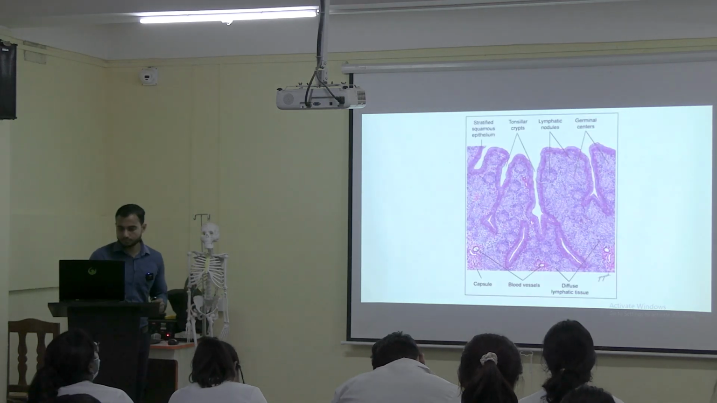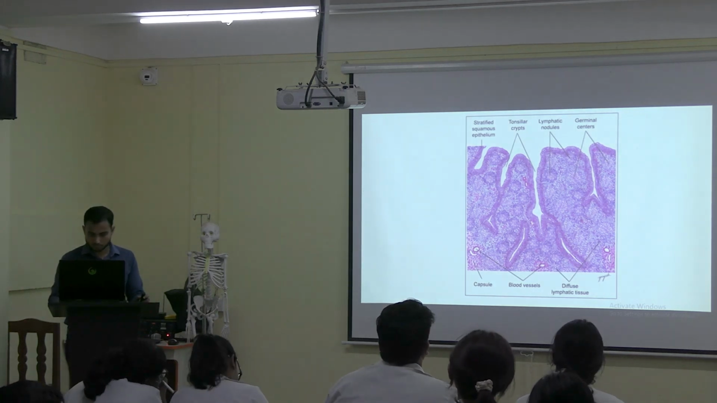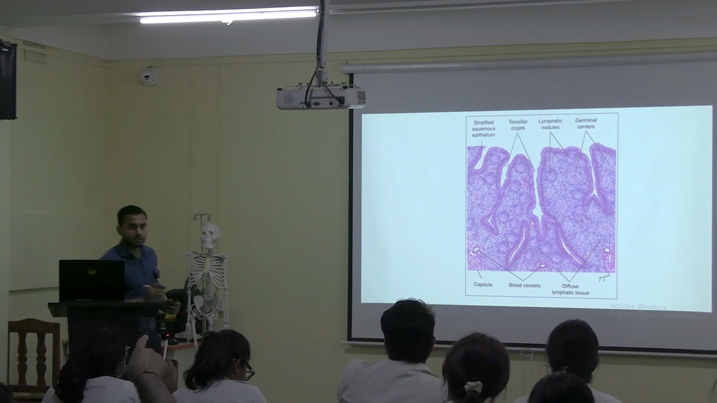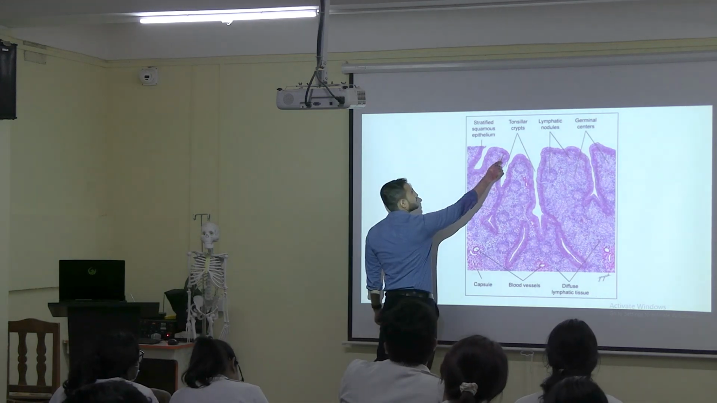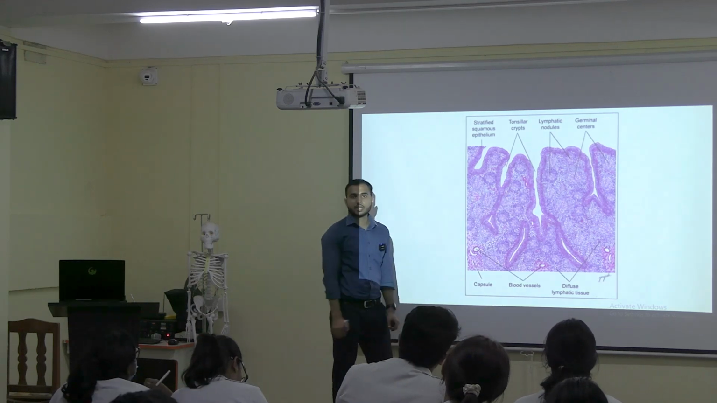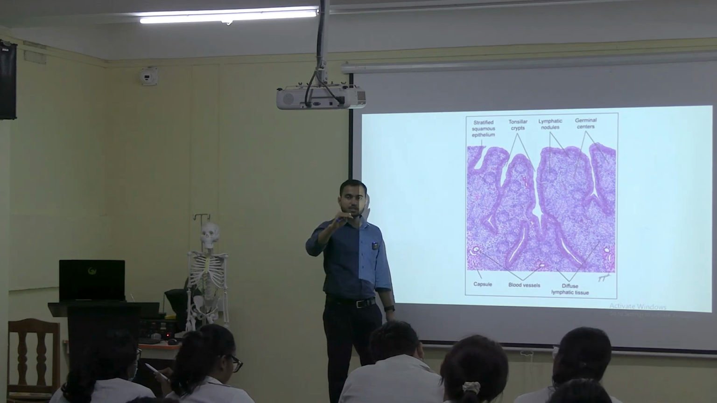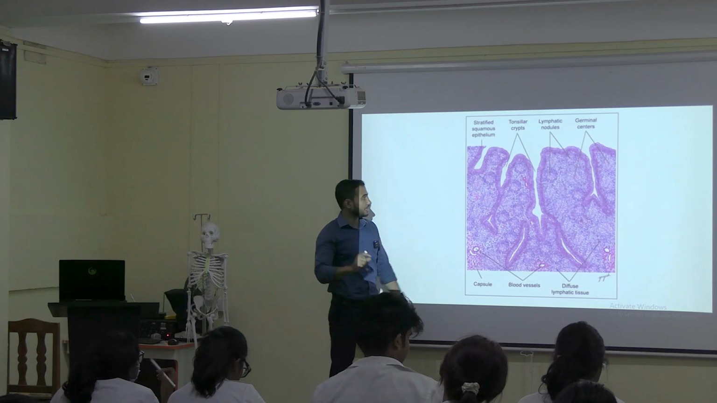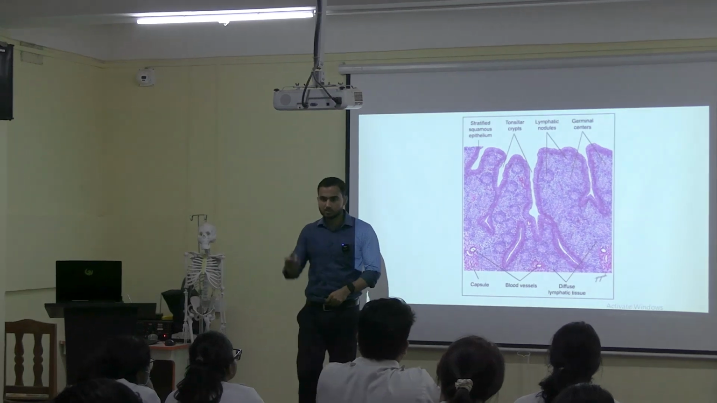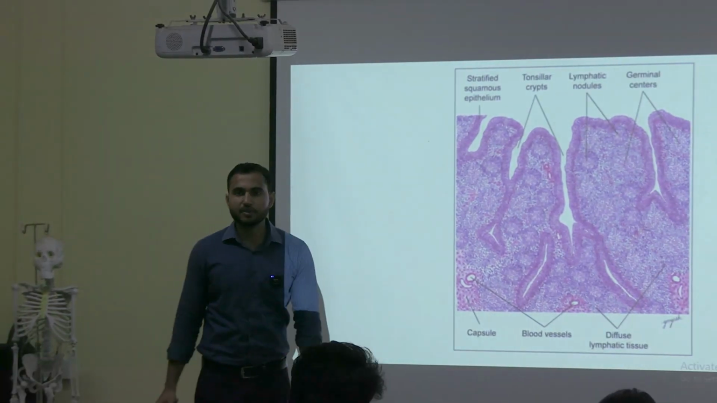Now here you can see the diagram. Can you identify the lining epithelium, anyone? What is this? Lining epithelium. Very good. Then what is this? Crypts, tonsillar crypts. Okay? Now in the crypts also, look, the same epithelium is there. Now if you see below the epithelium, below this lining epithelium, what is this? Aggregation of lymphatic follicles. Can you see the round structures? These round structures are the lymphatic follicles.